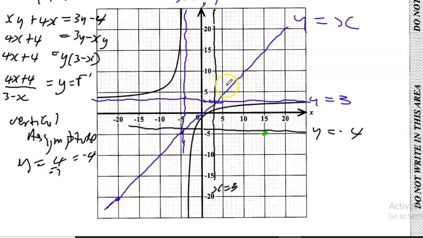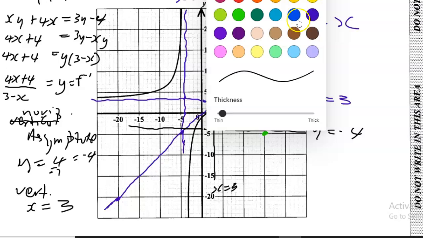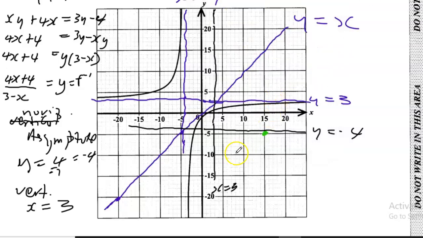Alright, and remember the horizontal, well, sorry, this is the horizontal, right? The vertical would be x equal to 3. So of course, the graph, and put it in green. So the graph would be something like that. Alright. Inverse, that is.